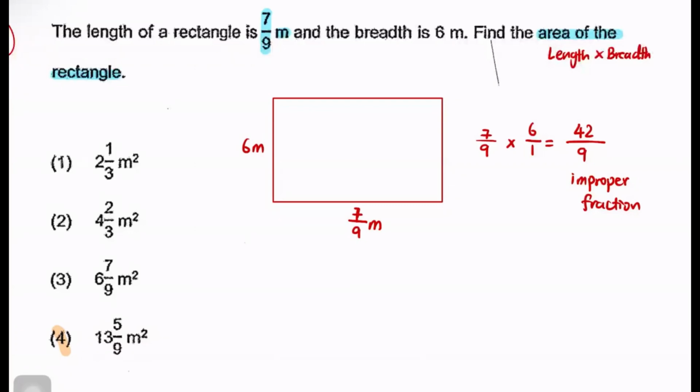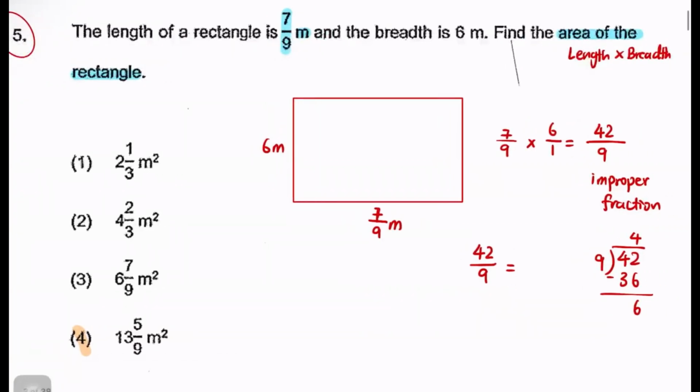So here you can just do simple long division. 42 divided by 9. 4 first, 4 times 9 is 36. 42 minus 36 is 6. Did I calculate wrong? 42, 6. Correct. So I have 4 wholes and remainder 6. I have a remainder 6 over the denominator 9.